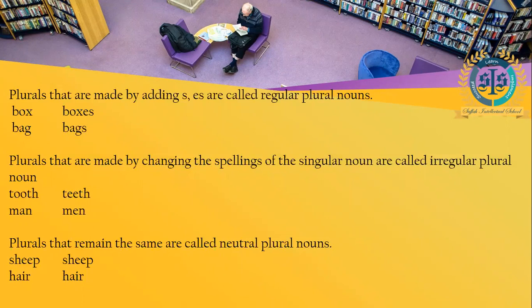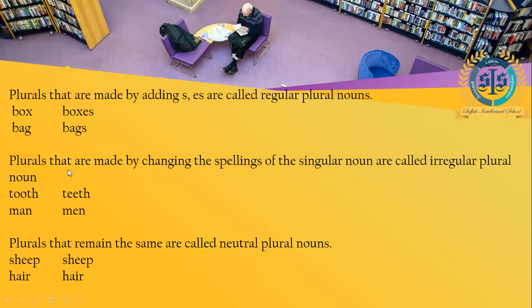Just remember that the plurals that are made by adding s or es are called regular plurals, like box becomes boxes with es, and bag becomes bags with s. 1 box, 2 boxes, 1 bag, 2 bags. Here there is no change in the spelling, they are only adding es or s to make it plural. So those nouns which become plurals by adding s or es are called regular plural nouns.